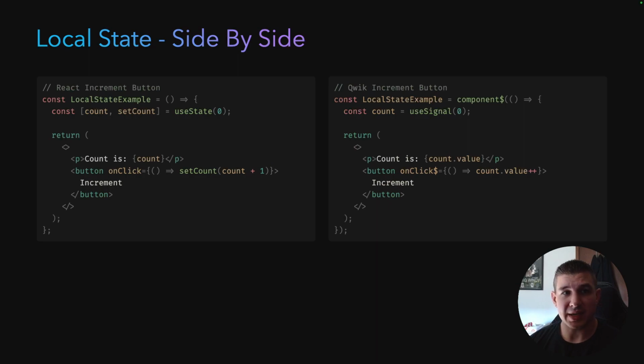This one is fairly basic, and you can see the code is nearly identical, but I will point out the key differences. In Qwik, we wrap our components in component$. We use signals instead of state. Rendering a signal requires adding .value inside of the curly brace. And updating the signal value can be done directly. In this case, we're using ++, but can also provide whatever value we desire. That's all it takes in this simple example.